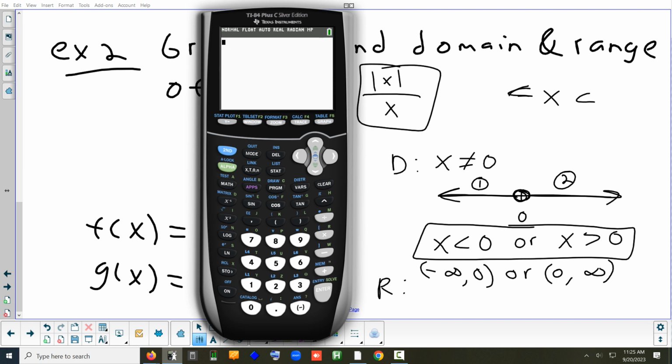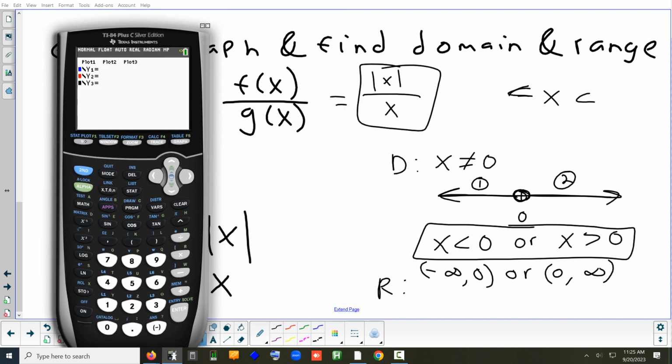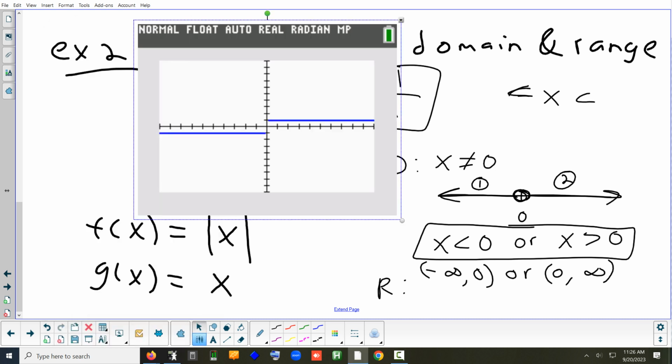Okay, let's graph it and see if we can figure out the range. I think we've done absolute value. If you don't remember though, it's math, number, and then it's the first option. It says ABS. So put in absolute value of x, and then divided by x. Let's do zoom 6. And that's what your graph looks like. You should have gotten a picture that looks something like this.